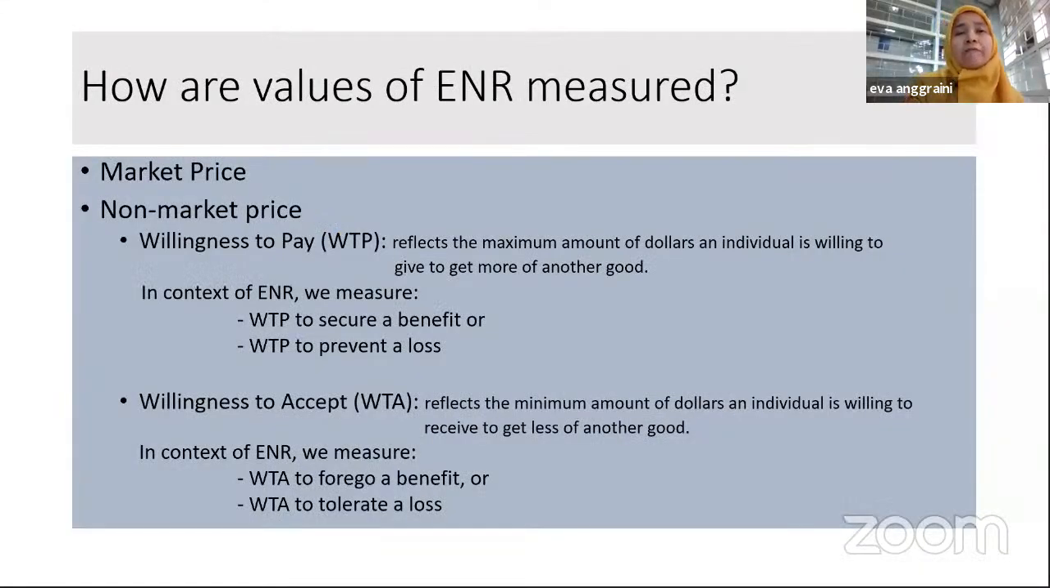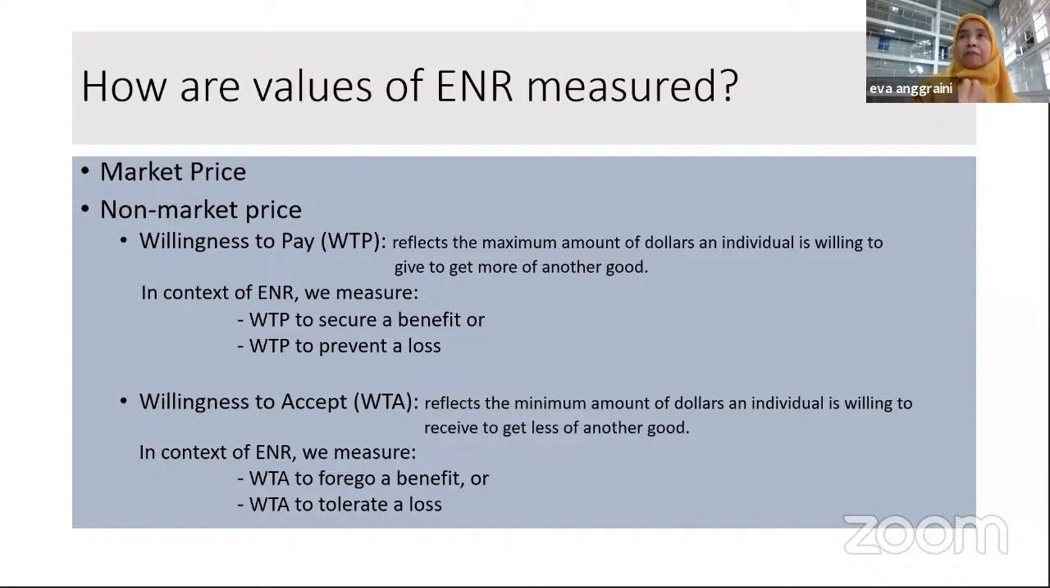So how are values of environmental and natural resources measured? Here we should first understand the concept of value. If we say something has benefits, it means it has value, but not all value can be reflected by the market price, because not all that gives us benefit has a market price. So value can be divided into at least two: market price and non-market price. For goods and services which don't have a market price, we have to assess from the willingness to pay of individuals.